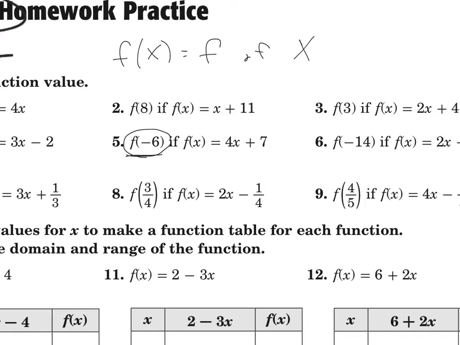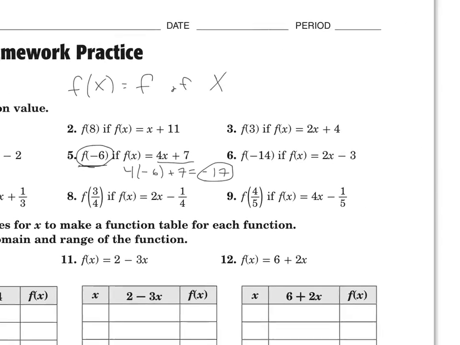So again, we want to take that negative 6 and plug it into the equation 4x plus 7 for the x. We're going to take the 4 and put in negative 6 for x, and then add 7 to it. So we get negative 24 plus 7, and negative 17 would be the answer for number 5.